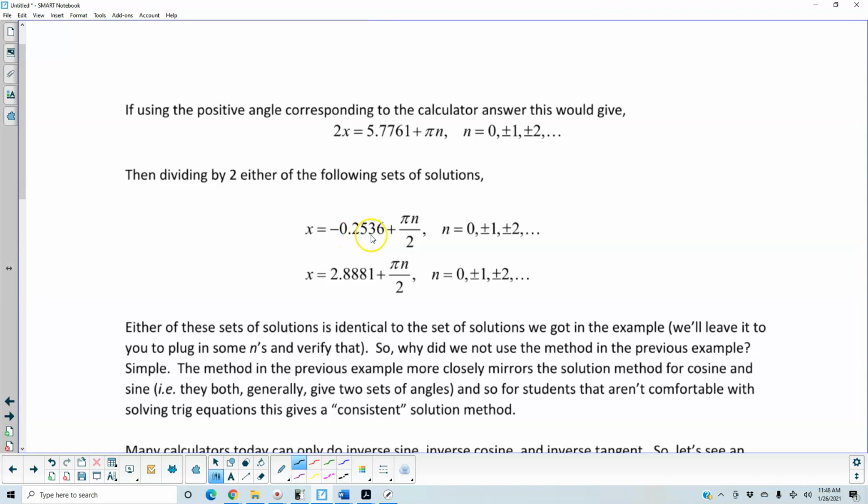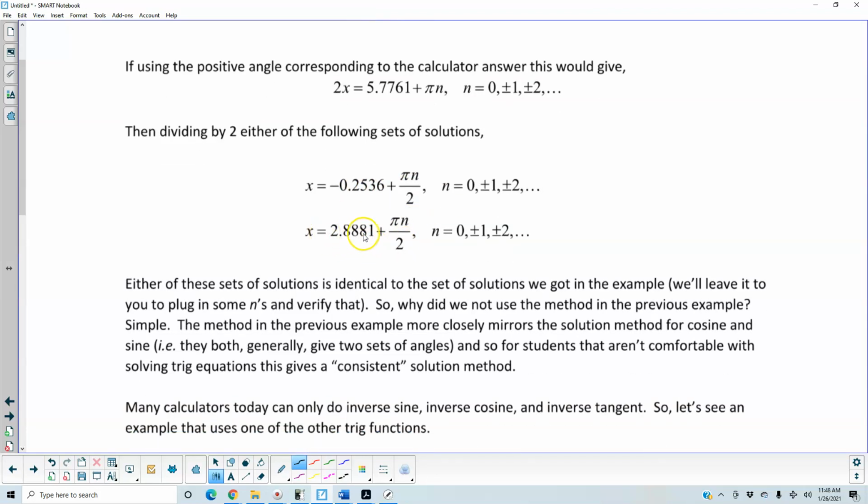Negative 0.2536 plus pi n over 2, 2.8881 plus pi n over 2. Either of these sets of solutions is identical to the set of solutions we got in the example. So we'll leave it to you to plug in some n's and verify that.